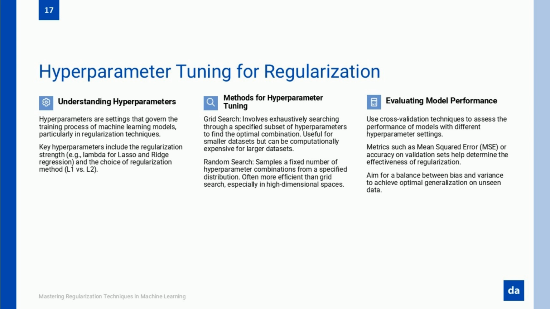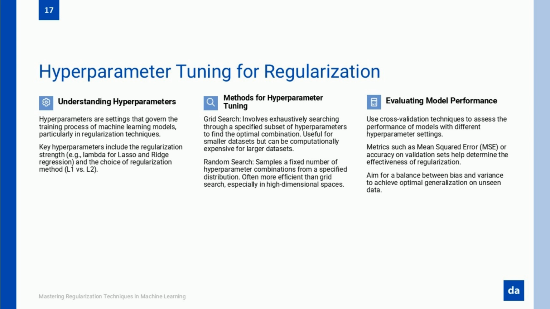Then there's random search, which is much faster. Instead of testing every combination, it selects a random subset of values to test. And here's the surprising part. Research shows that for many problems, random search performs just as well as grid search, but in a fraction of the time. That's because not every hyperparameter matters equally, so testing everything is often overkill.